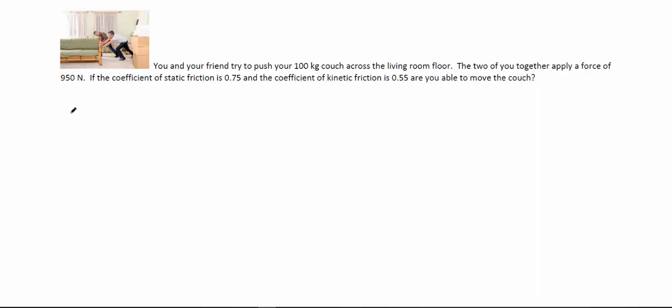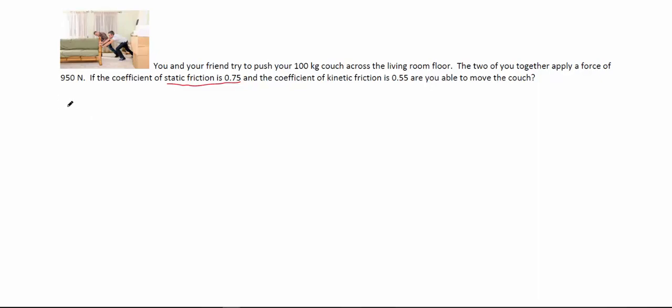So if we're starting from rest, we aren't actually moving, then we are going to need to look at the coefficient of static friction. If we were pushing the couch and it was actually moving, either accelerating or even traveling at a constant velocity, then we could use the kinetic friction. So let's look at what we know.